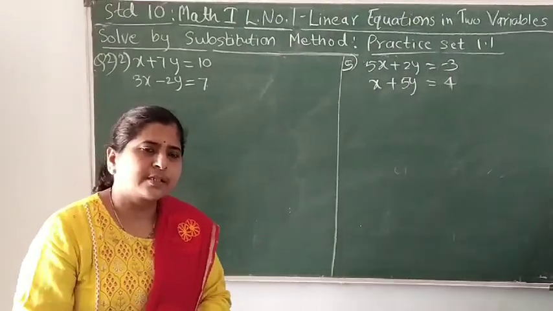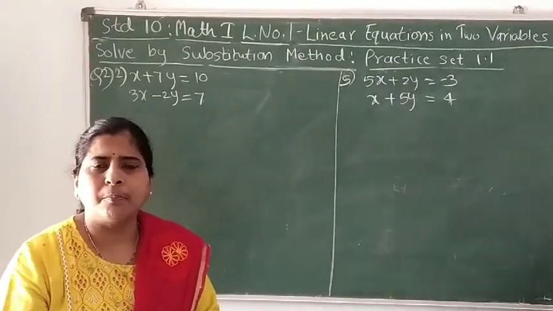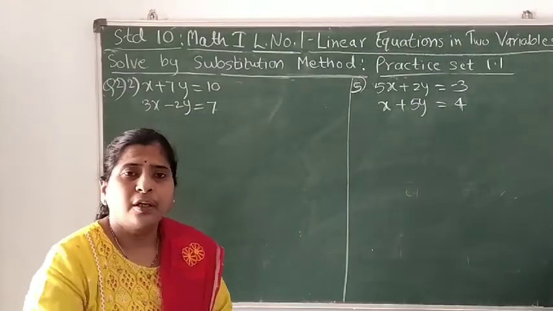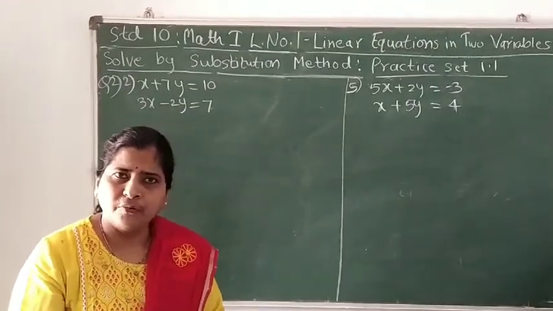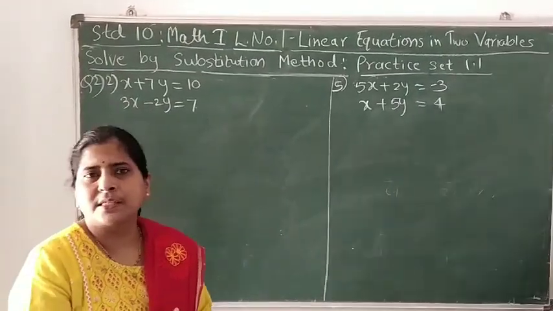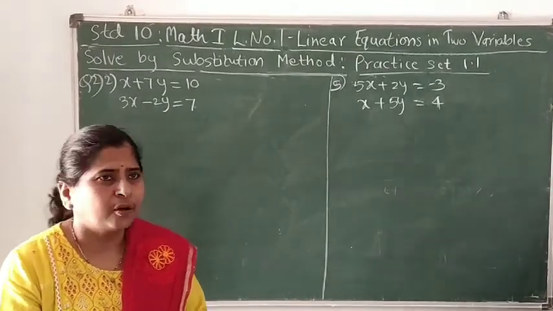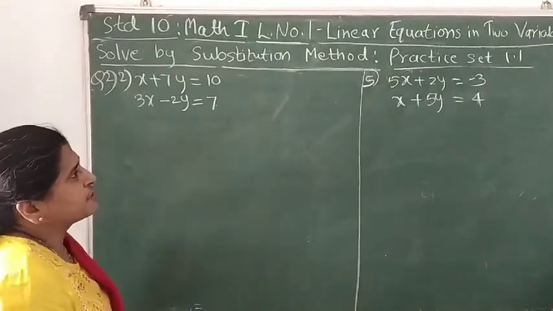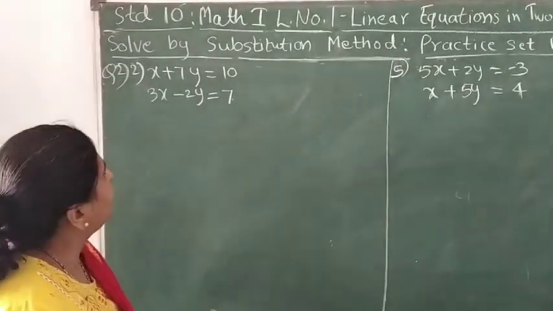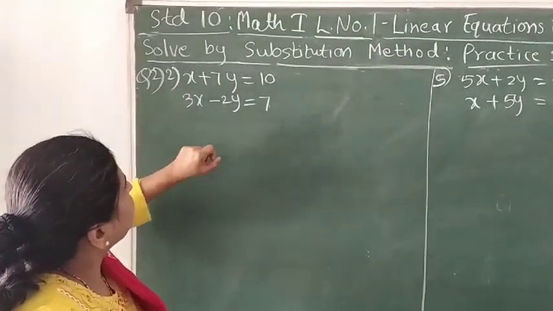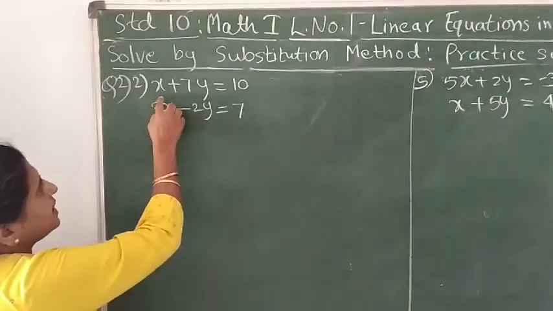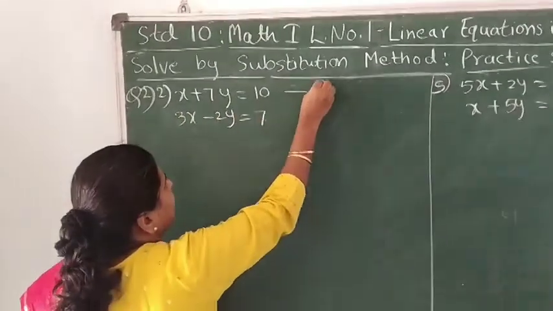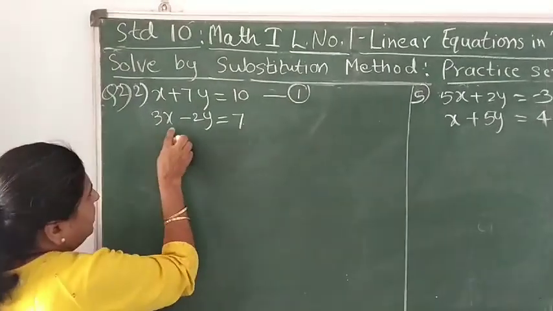Sometimes in standard 9 it is given to solve the sum particularly by the substitution method, where you have to follow this. But otherwise, in which situation this method is easier, that we will see. Okay, now let's see practice set 1.1. I have chosen two questions for this method, and the first sum is question number 2 in that set. Now the given first equation is x plus 7y is equal to 10, equation number 1, and 3x minus 2y is equal to 7.